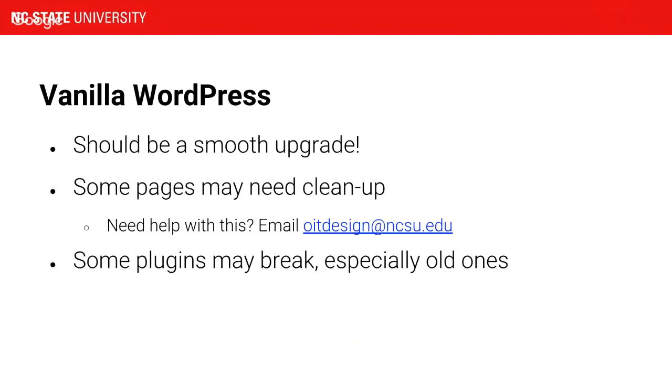So vanilla WordPress should be a smooth upgrade. Some pages may need a cleanup depending on what's going on with them. If you need help, you can email us at oitdesign@ncsu.edu. But you should pretty much just be able to turn on Gutenberg and not worry too much about it. Some plugins may break if they interact with the editing experience, especially old ones. But it's a good idea not to use super old plugins anyways. So for y'all using vanilla WordPress, that's going to be pretty okay.